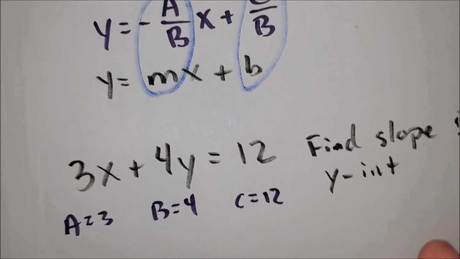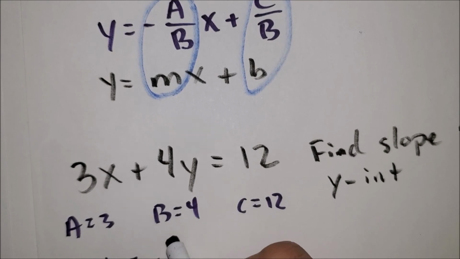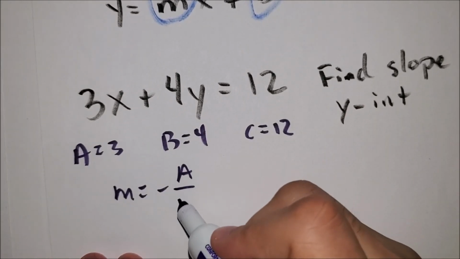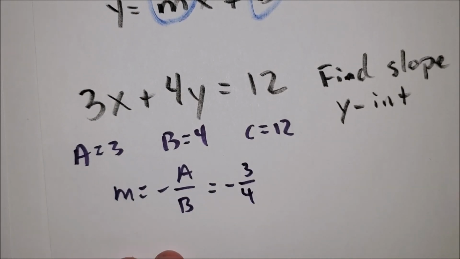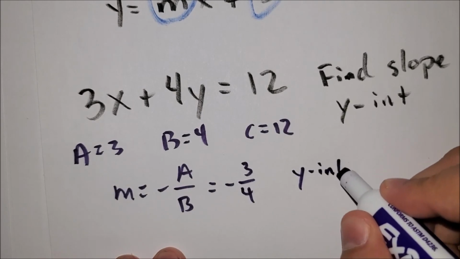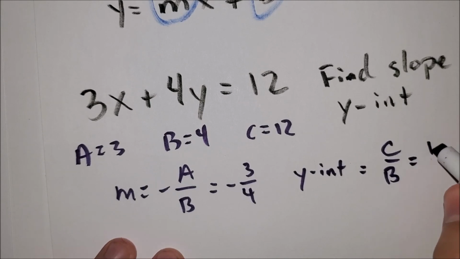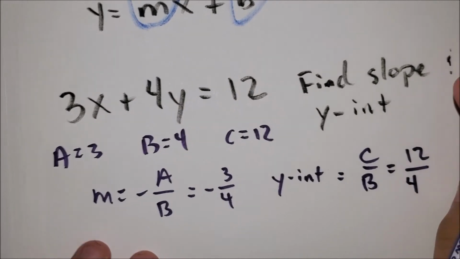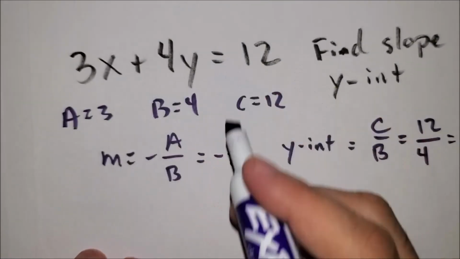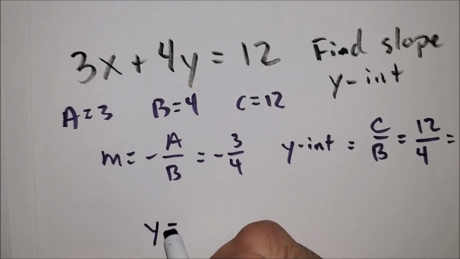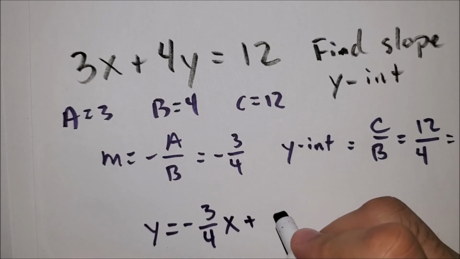So we simply go off of this. m is negative a over b. m equals negative a over b, which is going to be negative 3 over 4. And our y-intercept is going to be c over b, which is 12 over 4, which equals 3. That means that if we rewrite this equation, it would be written as y equals negative 3 over 4 x plus 3.